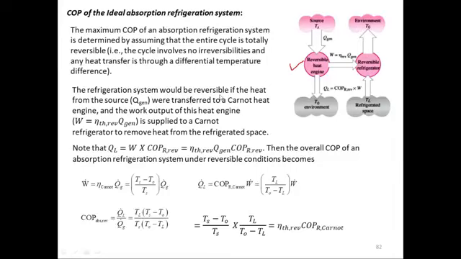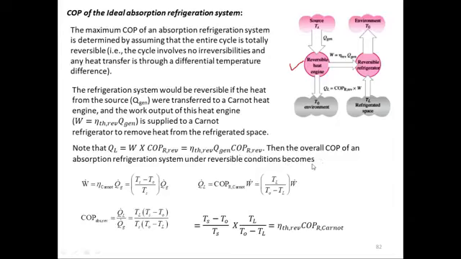The refrigeration system would be reversible if the heat from the source Qgen were transferred to a Carnot heat engine. So this is our reversible Carnot heat engine, and the work output of this heat engine, which would be W equals eta thermal reversible times Qgen, is supplied to a Carnot refrigerator to remove heat from the refrigerated space. Then in this case, QL will be equal to the work supplied to your reversible refrigerator times the COP of the reversible refrigerator. From the definition, COP is equal to QL upon W, so QL must be equal to W times COP R reversible, and W is eta thermal reversible times Qgen, the heat supplied to the reversible engine, multiplied by COP R reversible.